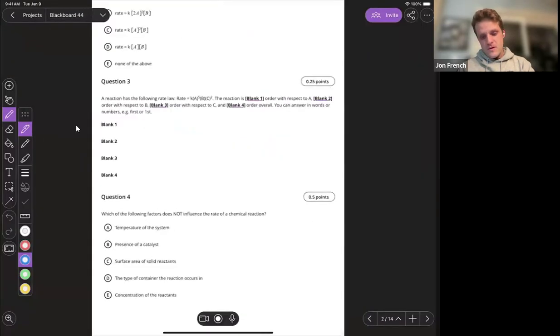And we can take a look at 4, right? Which of the following factors do not influence the rate of a reaction, right? So for question 4, we're looking for do not, right? Temperature increases, a catalyst will increase, surface area will increase, concentration will increase, a type of the container, I don't think that'll change the rate of a reaction. So I would go with D for 4.